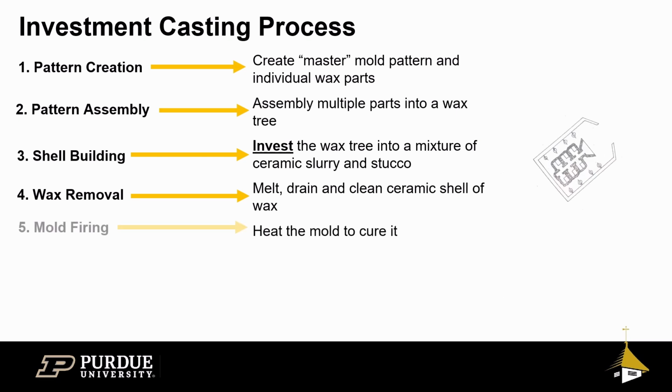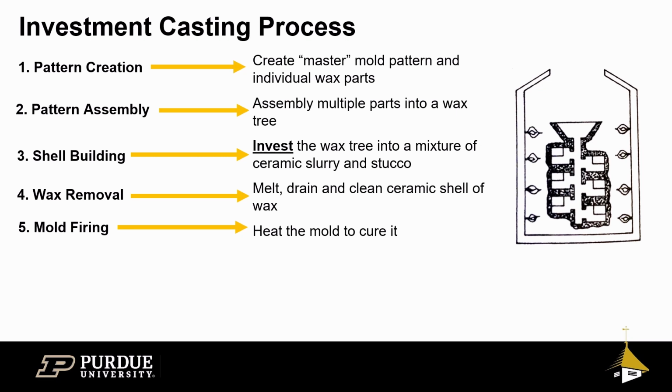Step 5 is firing the mold. The ceramic shell is simply placed in a kiln to cure, similar to how you would with normal pottery. This step achieves two things. First, it allows the mold to harden further and cure in preparation for the molten metal. The second goal is to remove any excess moisture embedded in the shell or any residual slurry material.